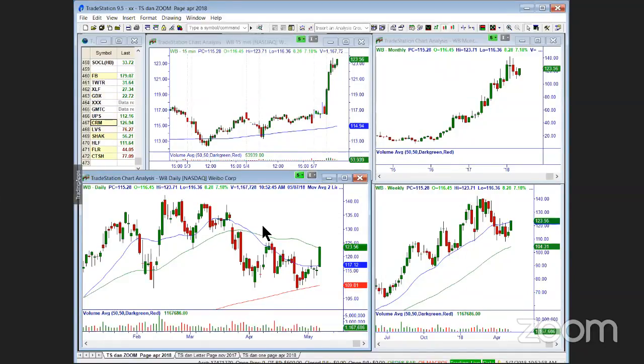Here, this one must have earnings too. It's very juicy for Friday. WB. Yeah, that's technology internet content. It's on Thursday. No, Wednesday. Look at this breakout. In 2016 at $20. Yeah.